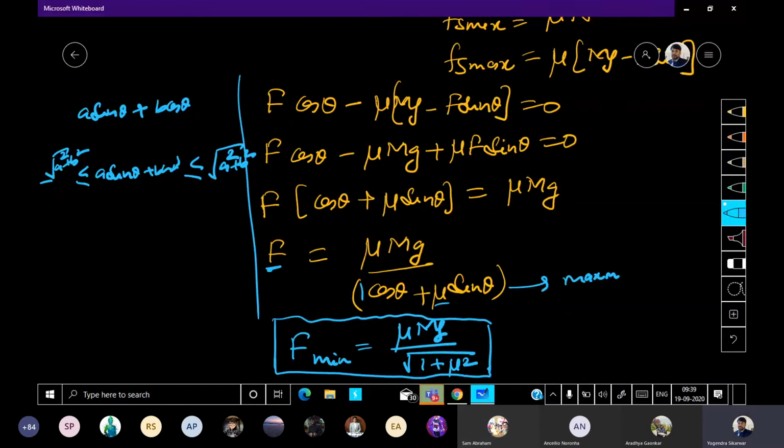Where is f cos theta? Root of a square plus b square. Yeah, it is root of a square plus b square. That is minus root of a square plus b square. Yeah, on this side it is minus and on the right side it is plus. Oh, okay, sir.